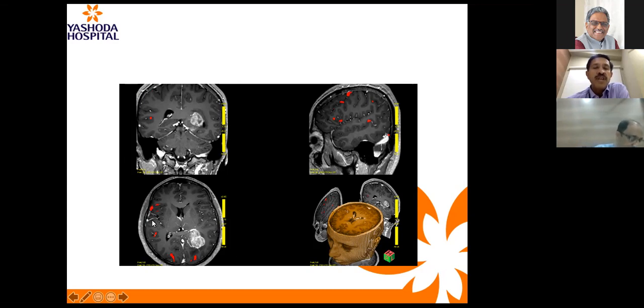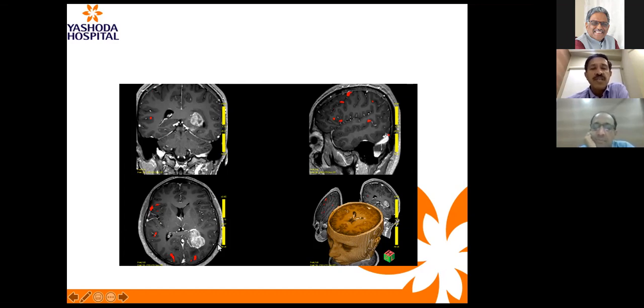So we got a functional MRI done, and lo and behold, you see all the areas lighting up are in the non-dominant hemisphere, in the right hemisphere. So practically the left hemisphere is clean. There are no areas functioning for speech on the normally dominant left hemisphere. This patient has the opposite hemisphere as dominant, which is very favorable, and we could directly go in and operate without any difficulty.